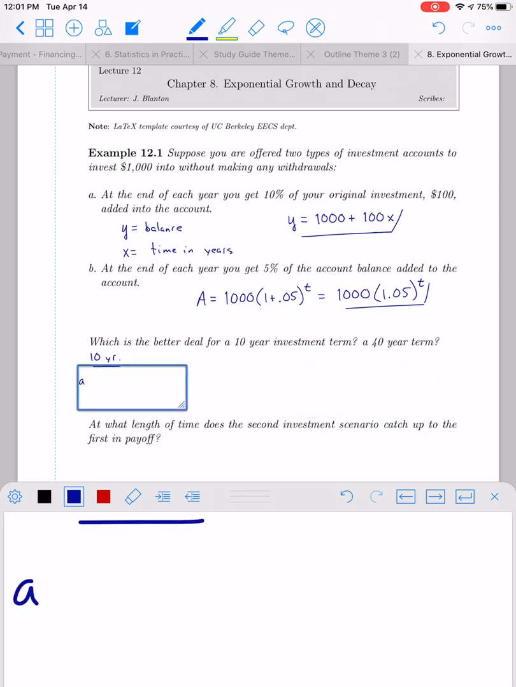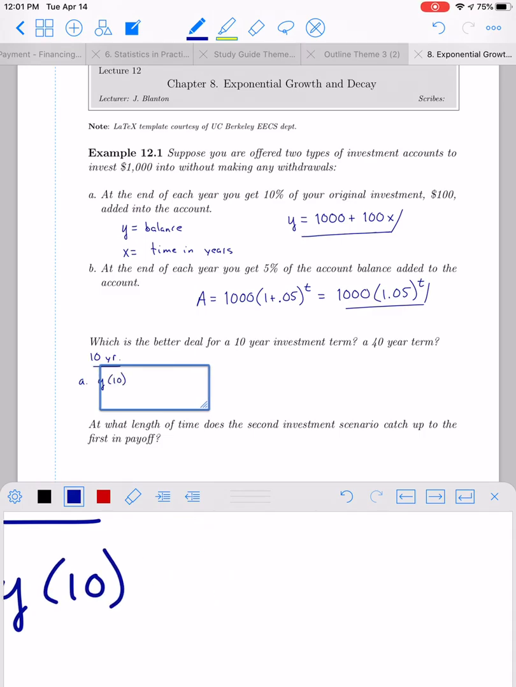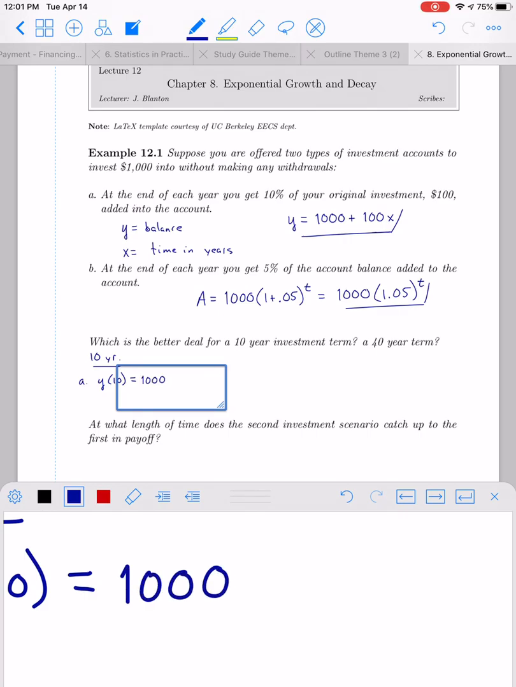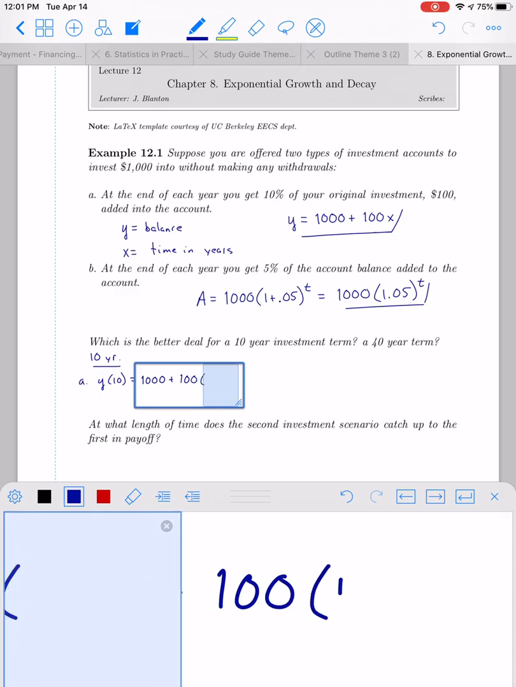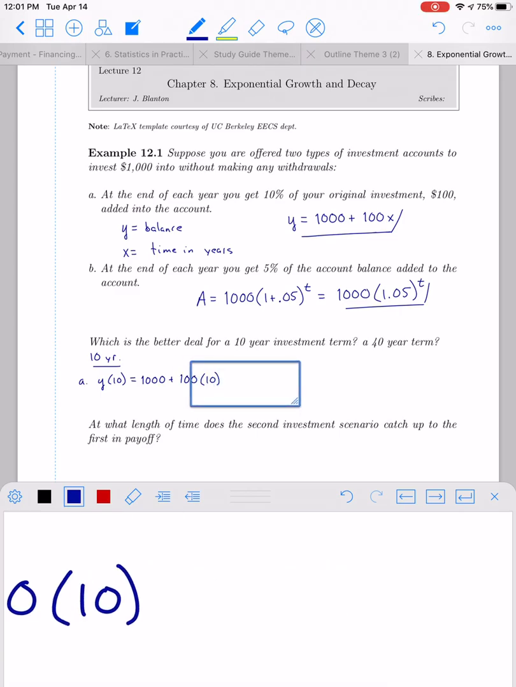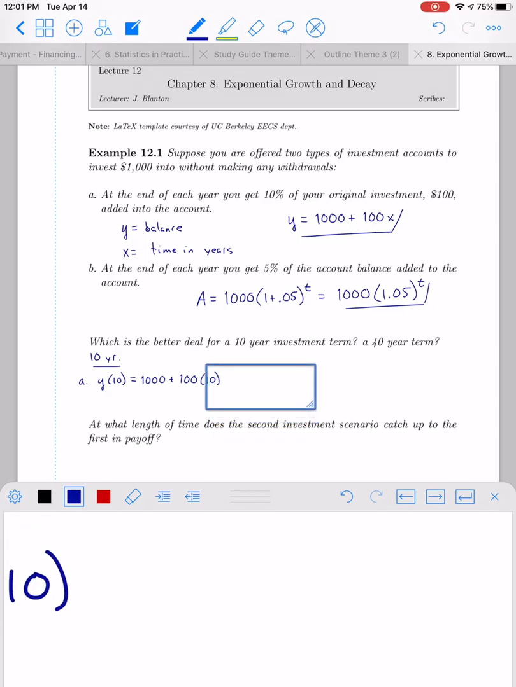So for part A, Y, the account balance 10 years into the future, is equal to 1,000, and we just substitute 10 for x, 100 times 10. We're 10 years into the future, and that's 1,000 plus 1,000 is $2,000.